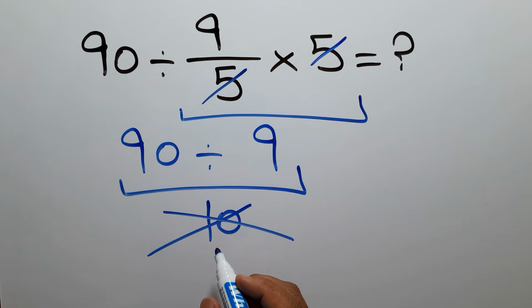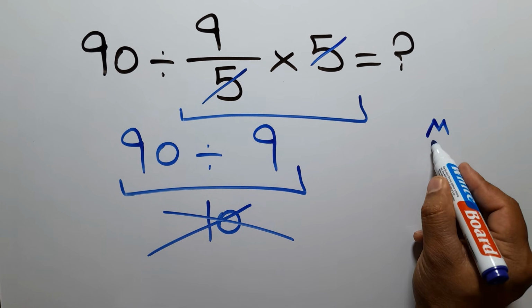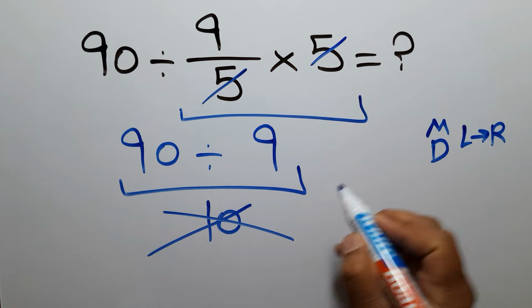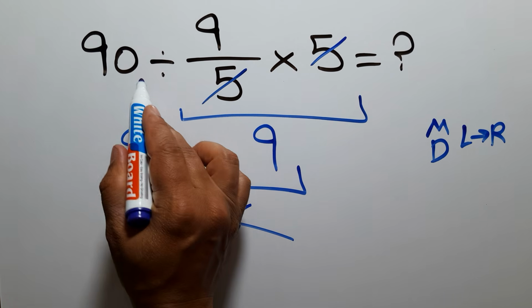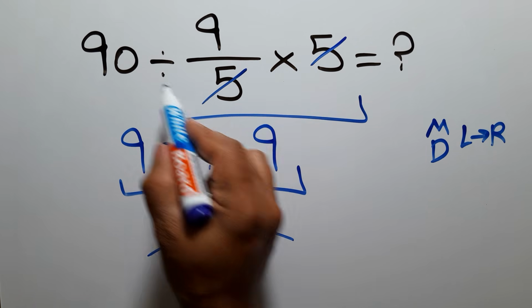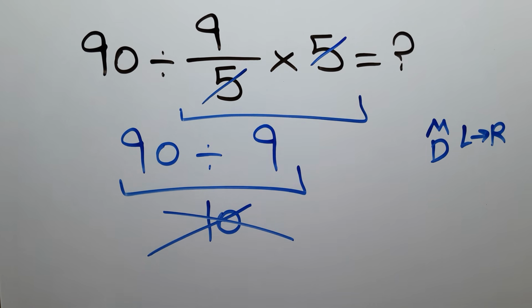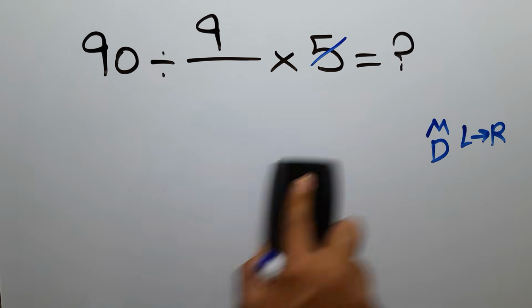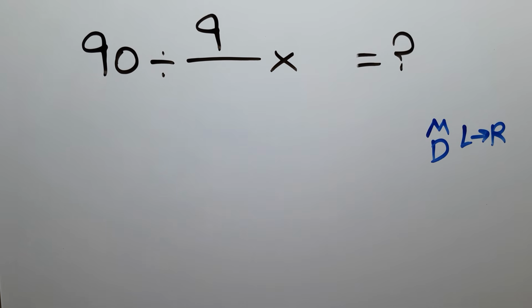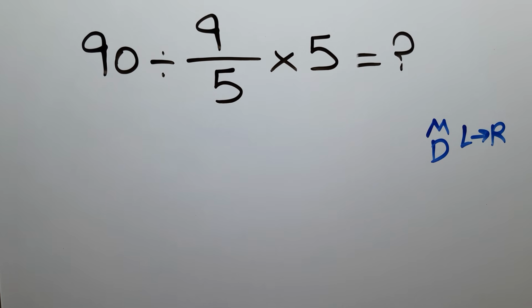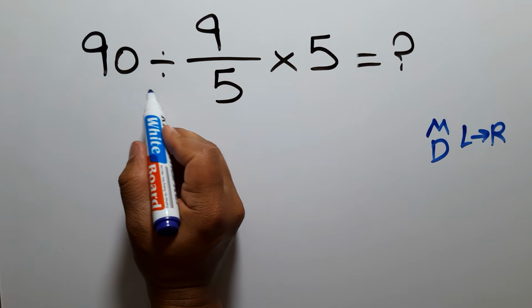because according to the order of operations, multiplication and division have equal priority and we have to work from left to right. So here, first we have to do this division, then this multiplication. If we do this multiplication before this division, it is wrong. So first we have to do this division.